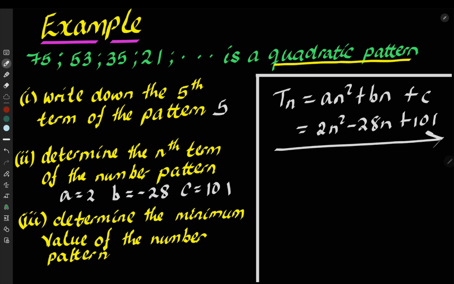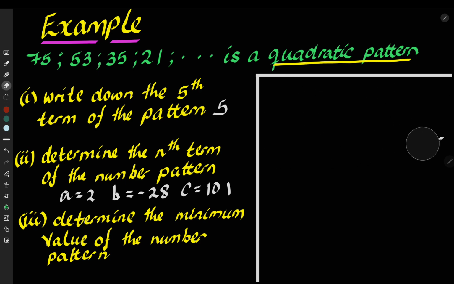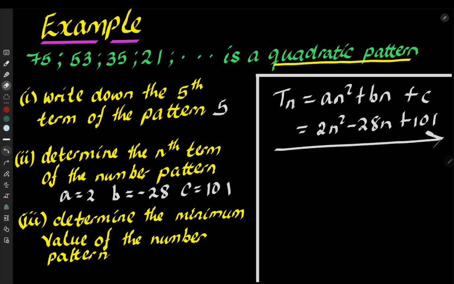Now, moving on to bullet number 3. In this bullet, we are asked to determine the minimum value of the number pattern. So we're actually going to use this formula. If you remember very well, this is a quadratic sequence or a quadratic equation. So to determine the minimum value, you have to determine the x-coordinate of the turning point.